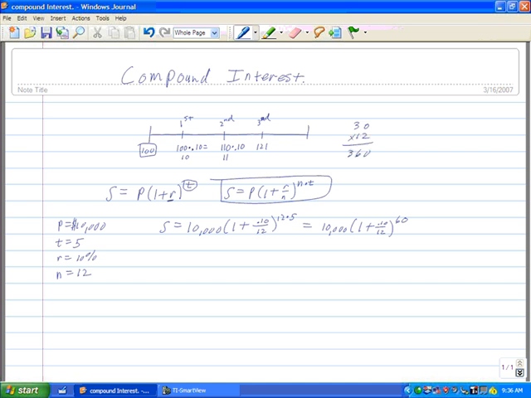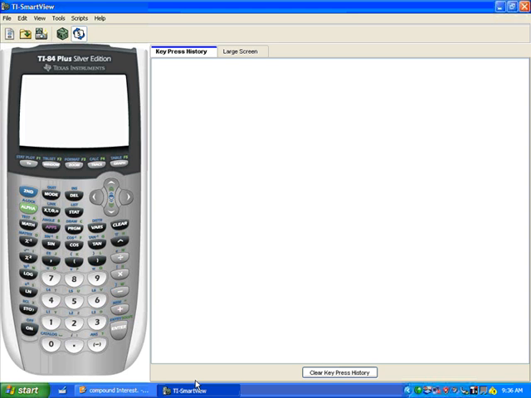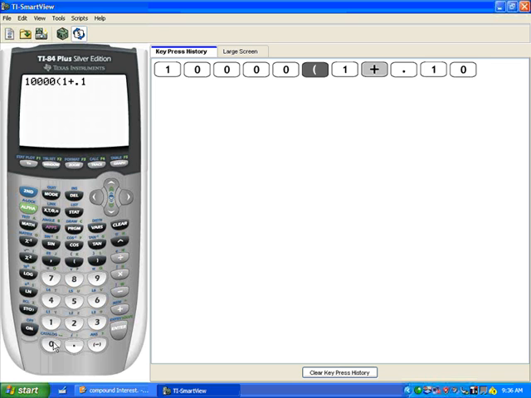Alright, now going to the calculator, we've got 10,000, then the parentheses, the 1 plus, and remember it was 0.10 for 10%, divided by 12 for 12 months in a year. Close the parentheses. The caret is your power symbol, and it was the 60th power.